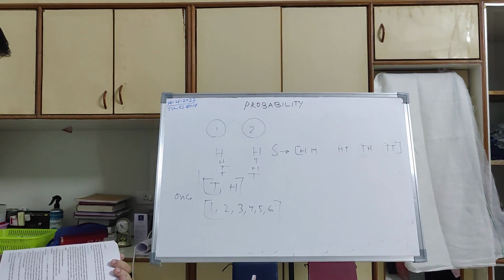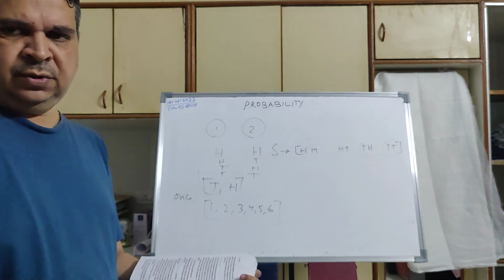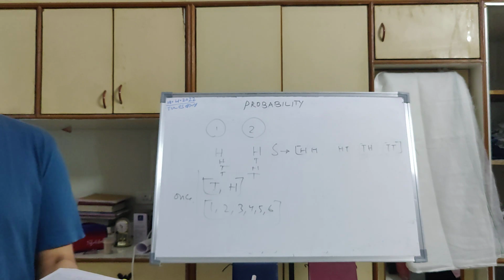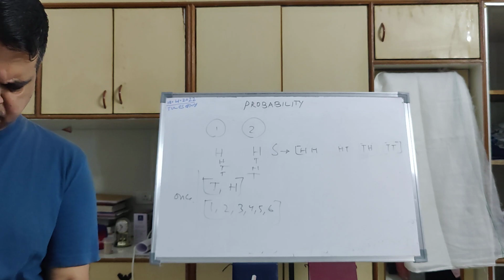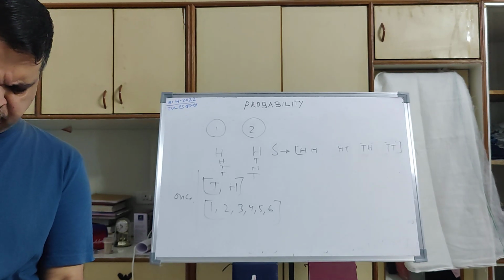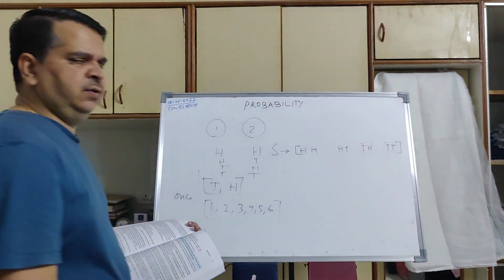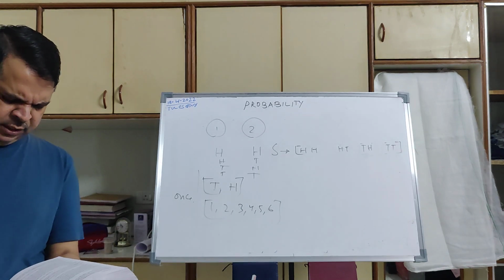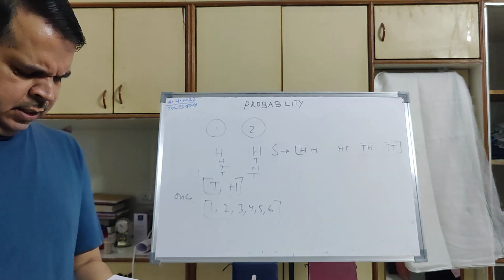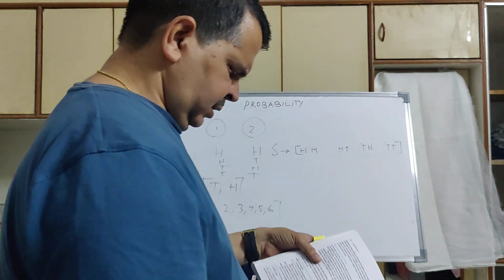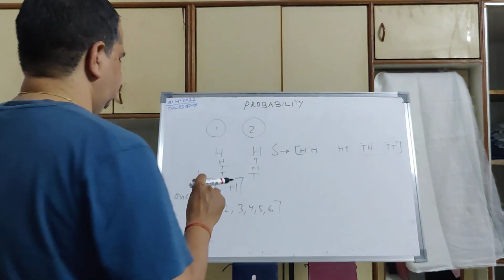The outcomes of these experiments are ordered pairs. When you are tossing one coin twice or two coins once, the outcomes are ordered as pairs. That is the sample space. For the sake of simplicity, the commas are omitted from the ordered pairs. So this is the sample space. This is one example we have got. Let us say this is example 1.